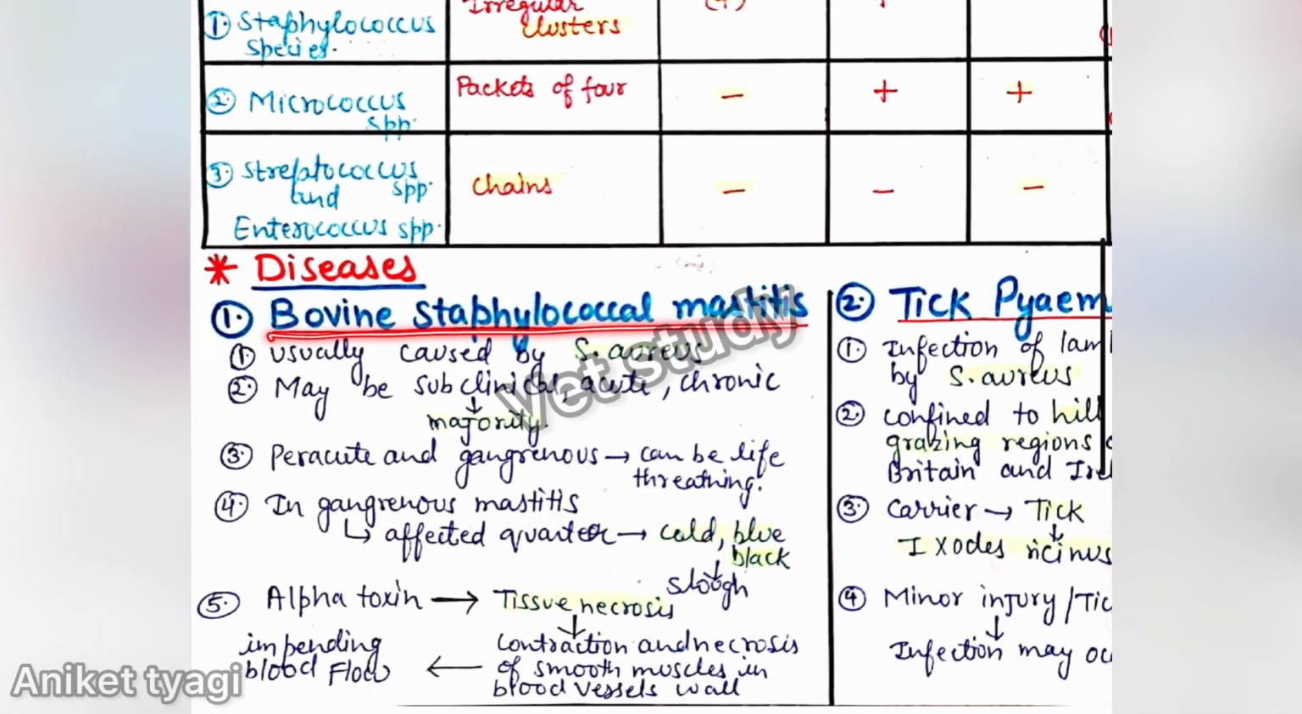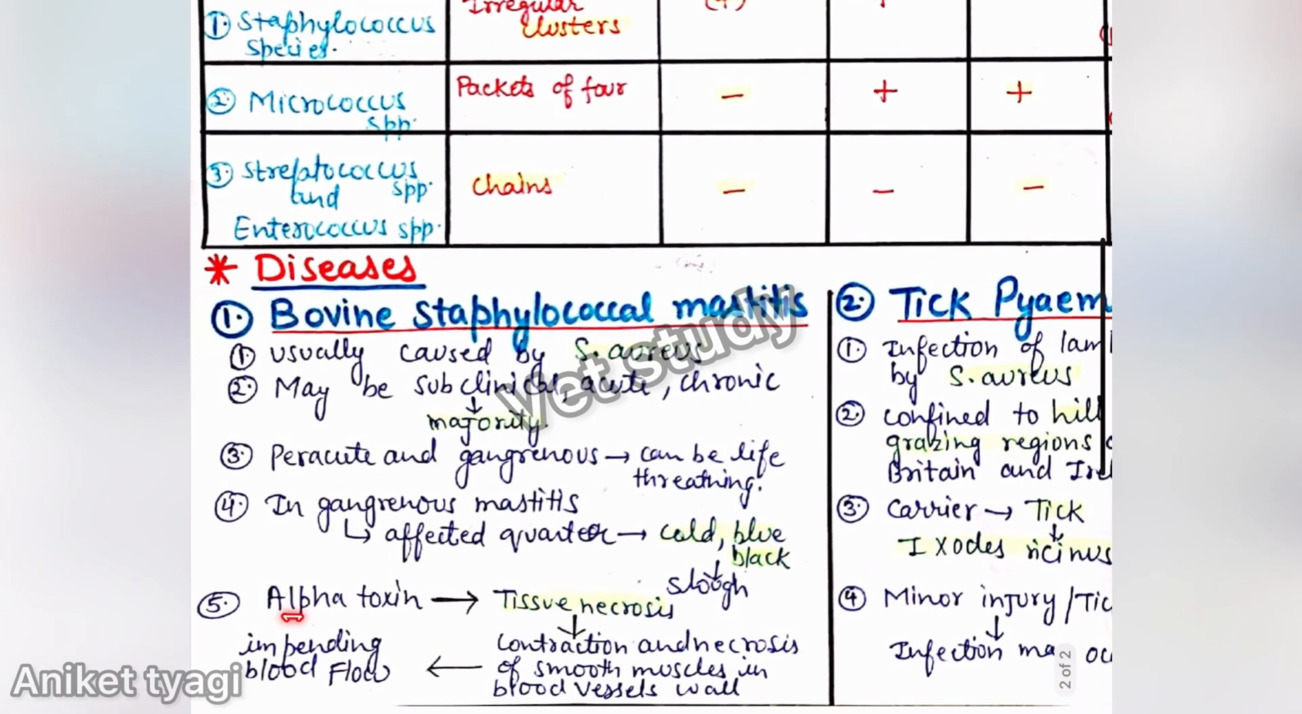The first is bovine Staphylococcus mastitis. This is also important, and it is usually caused by Staphylococcus aureus. Remember the etiological agent, this is very important. It may be subclinical, acute, or chronic. In the majority of cases, the mastitis is subclinical, but there can be peracute and gangrenous changes, and it may be life-threatening. In gangrenous mastitis, the affected quarter will be cold and blue-black due to the reduced or cut blood supply, and it may slough off.